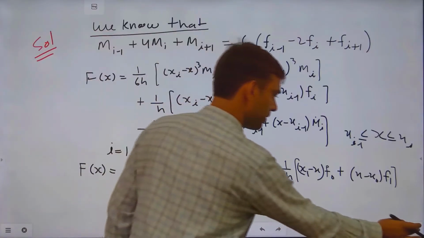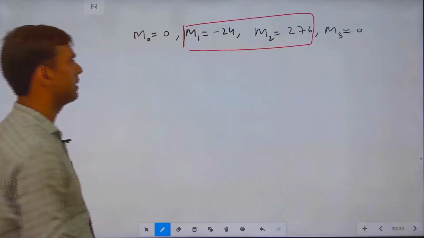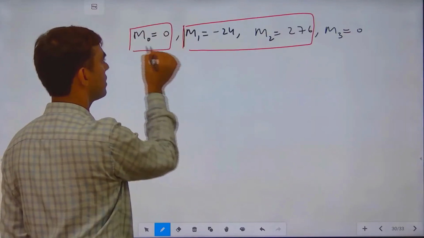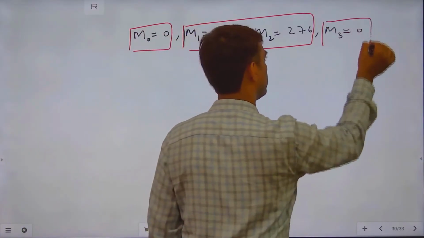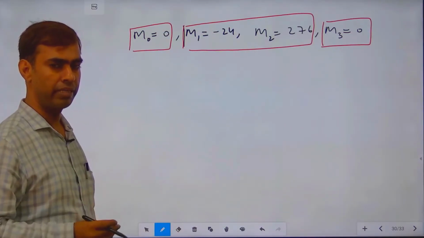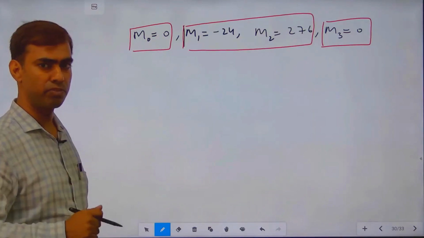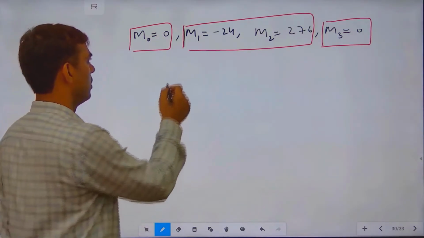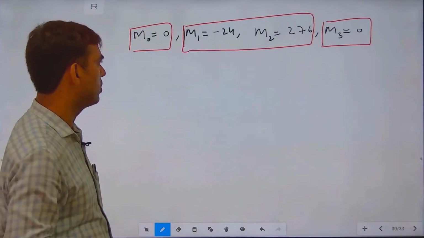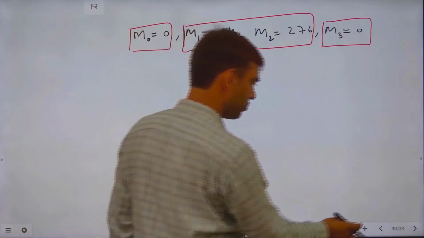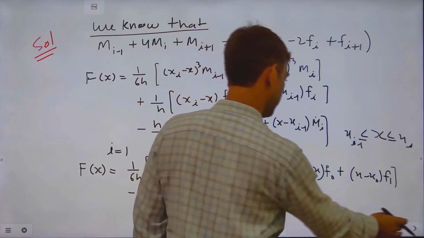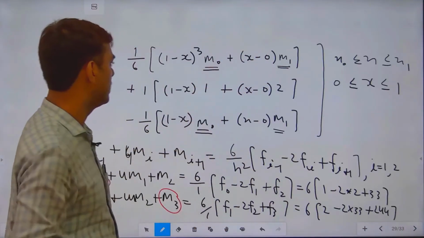After solving the simultaneous equations with these two conditions of a natural spline, which is true for all natural cubic splines because the second order derivative at the initial and terminal points is equal to 0, we find m1 equal to minus 24 and m2 equal to 276. We put these values of m0, m1 and m2 here.